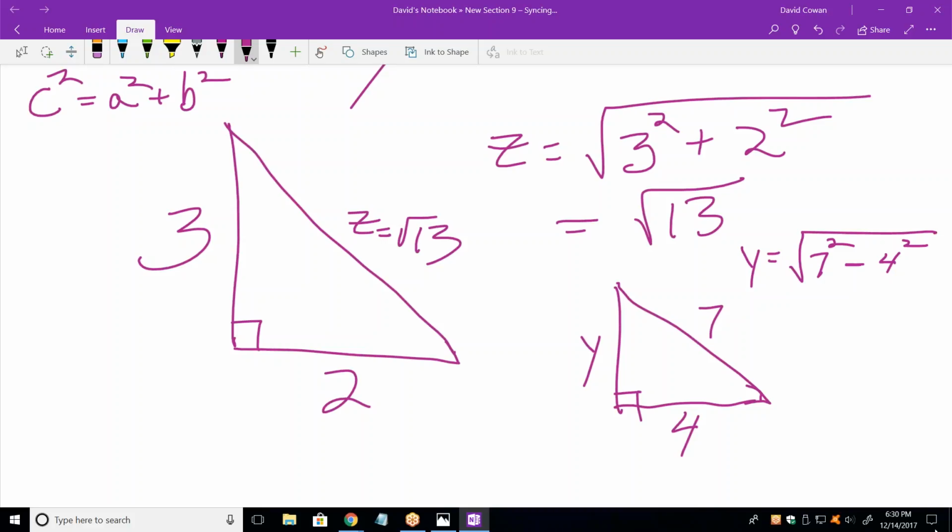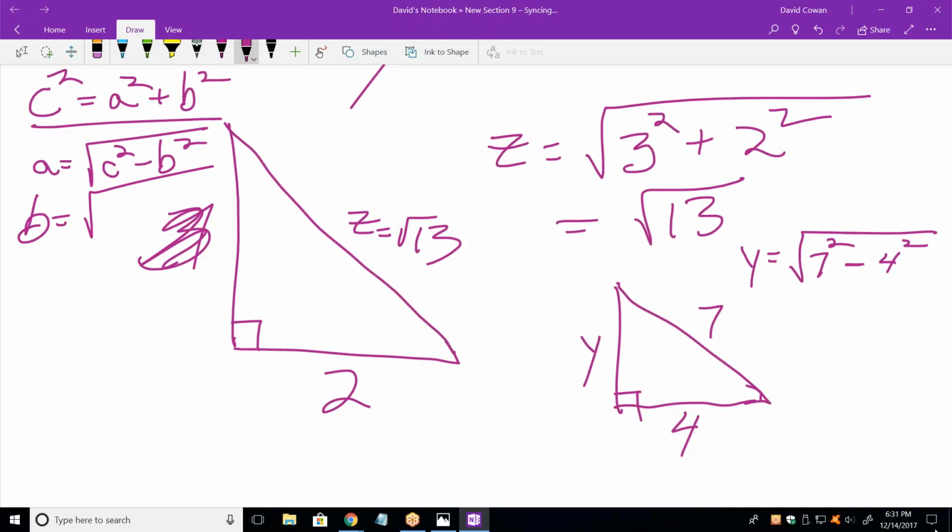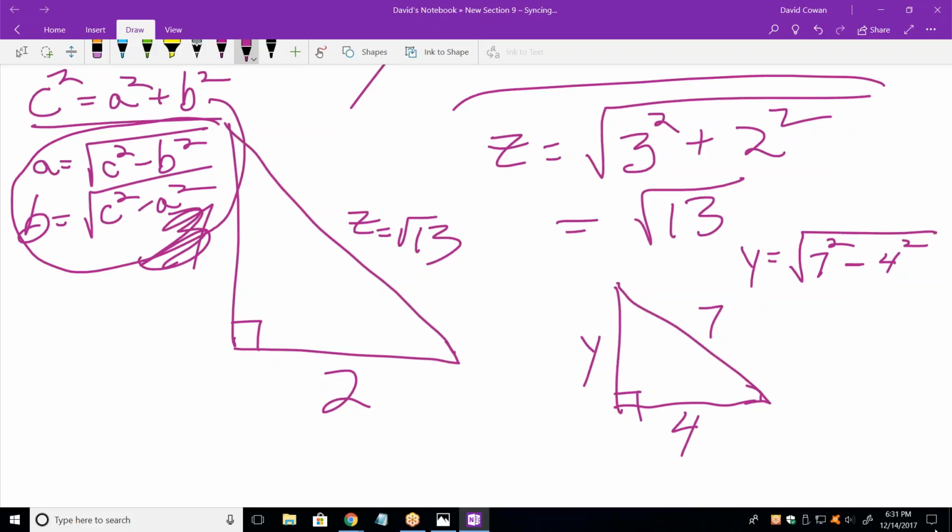Notice that if I go up to that formula and I solve it for A, I get A equals the square root of C squared minus B squared. Or if I solve it for B, B equals the square root of C squared minus A squared. So those two formulas, along with that formula, are the quick and dirty method of solving right triangles. You don't want to always have to go back to this and algebraically manipulate it. It takes too much time.